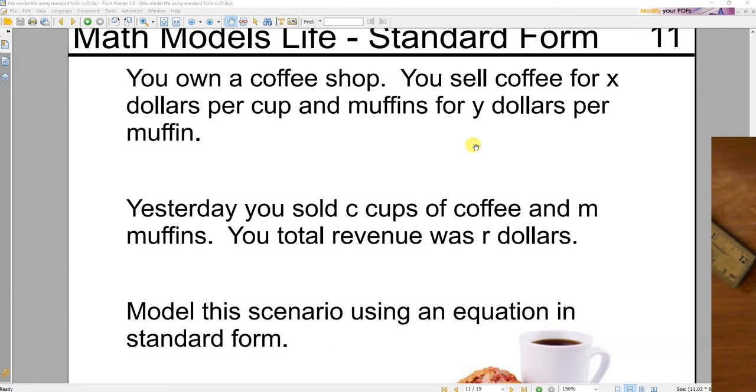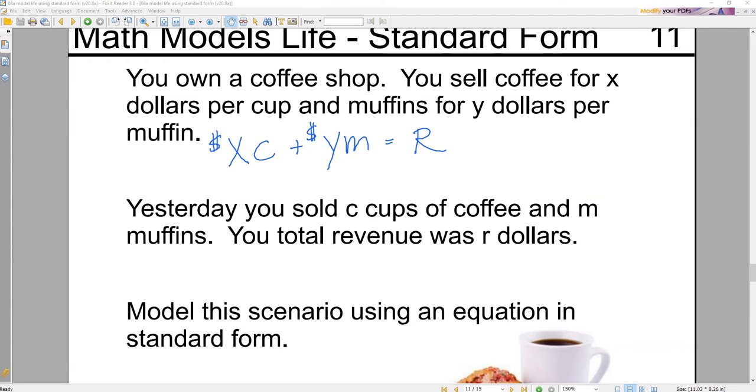Okay, this is the one that's going to mess with you. In a coffee shop, you sell coffee for X dollars per cup. So ready? X dollars for a cup of coffee, X times the number of cups of coffee, plus Y dollars times the number of muffins, and you want to make a total of R dollars in revenue. So this is dollars times number of cups of coffee, plus dollars Y, cost of muffins, times the number of muffins equals the total revenue.